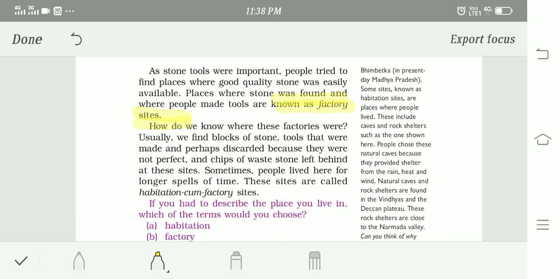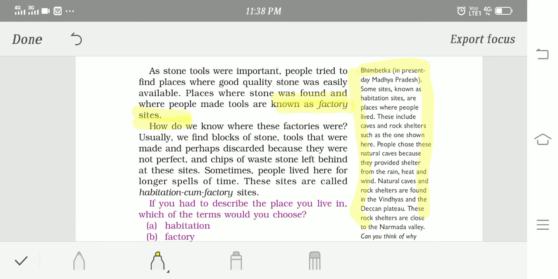Now you can see this one on the side also, this one para, you can easily find the others too. Now the other one: there must be places where the stones could not be found. What happened then? There must be some villages. People must have had huts and caves where they used to live. So the places where the people used to live are known as habitation sites.